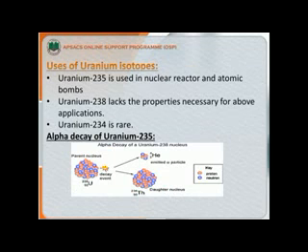Uses of uranium isotopes. Dear students, as you know that uranium contains a bulk amount of nuclear particles, or the huge number of neutrons and protons in the nucleus. So that's why uranium-235 is used in nuclear reactor and atomic bombs because of its instability or less stability.